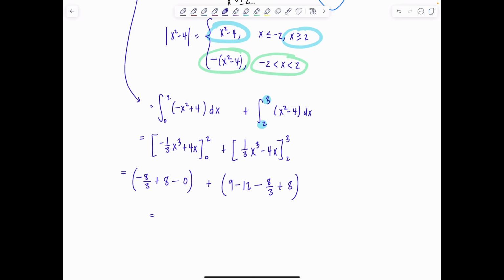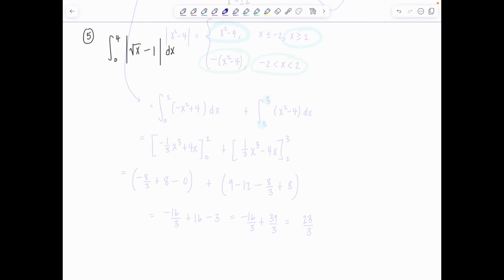Okay, so we've got two sets of negative 8/3, so that's negative 16/3, and then an 8 and an 8, that's 16, and 9 minus 12 is negative 3. So that's negative 16 over 3 plus 13, which is 39 over 3, and this gives me 23 over 3.